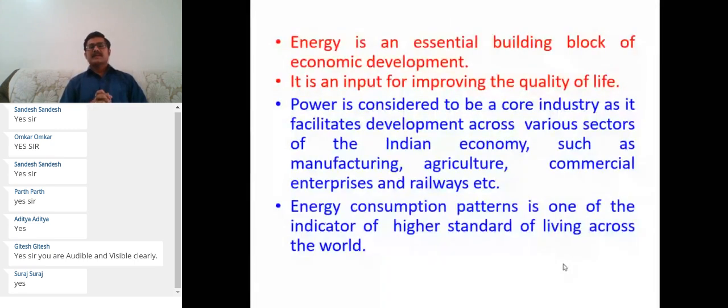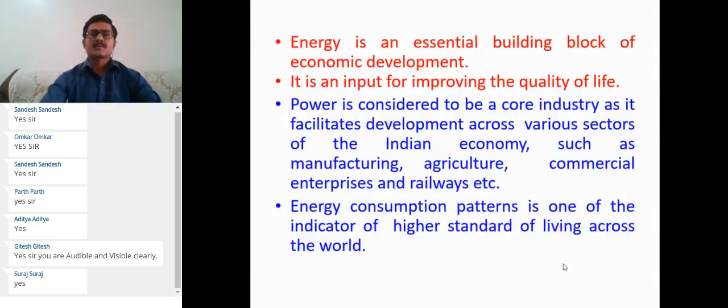The energy consumption pattern is one of the indicators of a high standard of living across the world. The larger the per capita energy consumption, the better the standard of living, so that is directly proportional. Standard of living is directly proportional to the availability of energy, or the pattern in which energy is consumed by that particular nation. Okay, so this is what the last line indicates. Obviously, we can see that in the western part of the world, the United States and the European countries have a very high energy consumption pattern, and that's why their standard of living is very rich, very high as compared to the Asian countries, or the South American and the African countries, isn't it? So these parameters will come up in the further parts of the discussion as well, right?